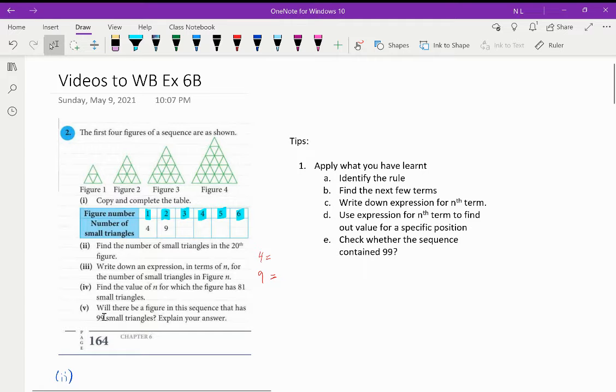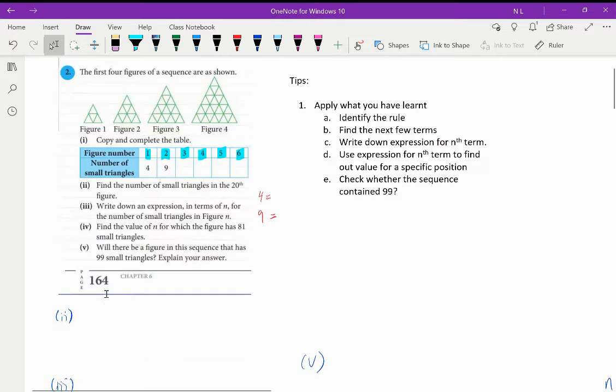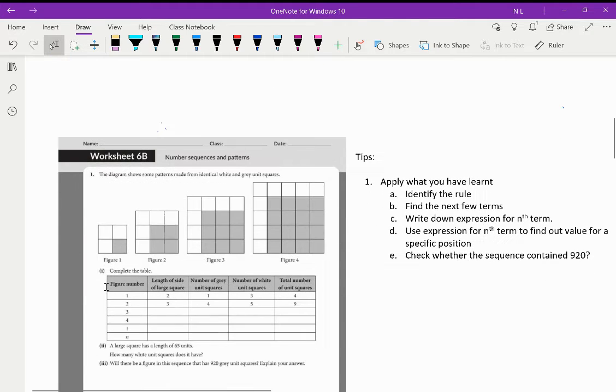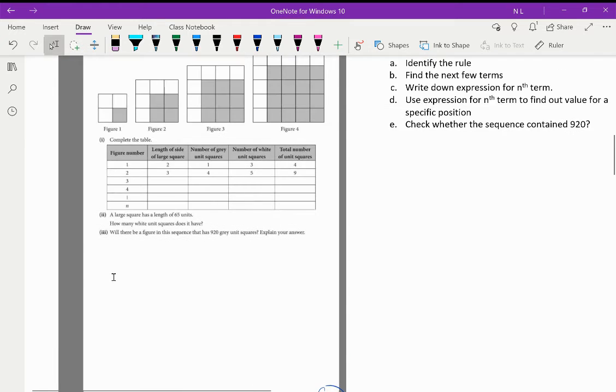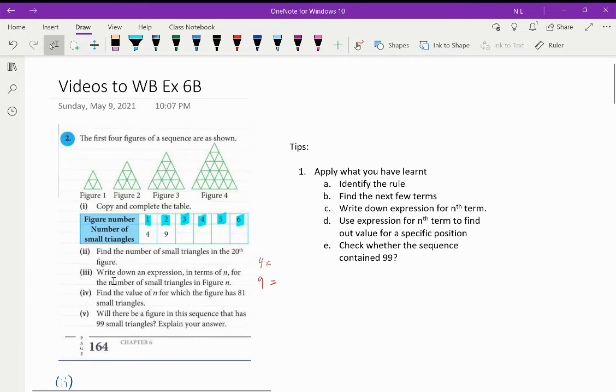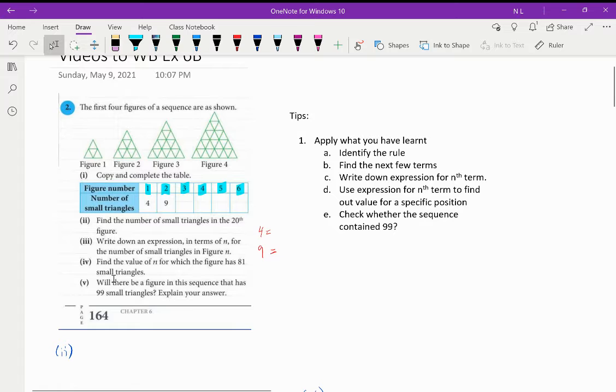So let's look at this question 2 over here on page 64 of your textbook. So after you have tried this question out, you can actually do page 91 of your workbook, question 1. So in part 1, they say copy and complete the table. So all you need to do is to count and fill in the table.